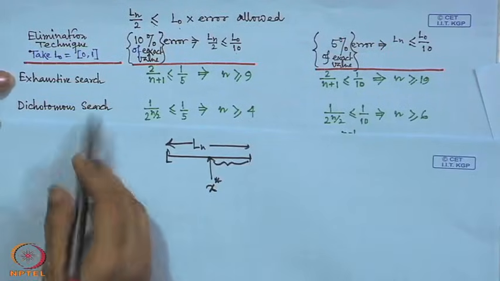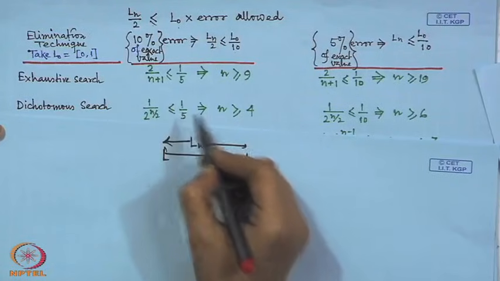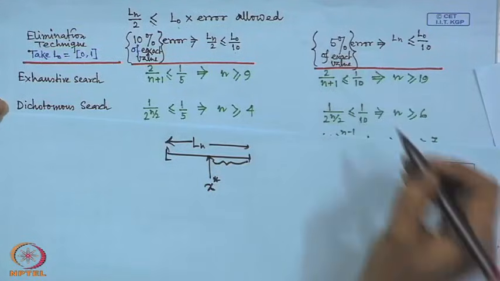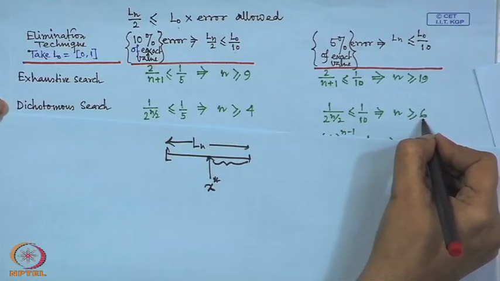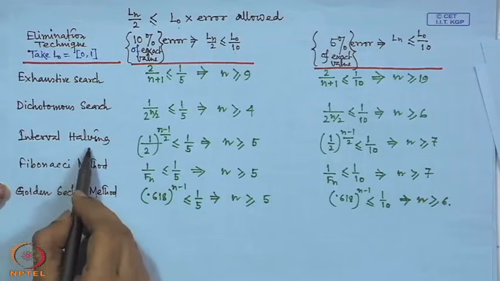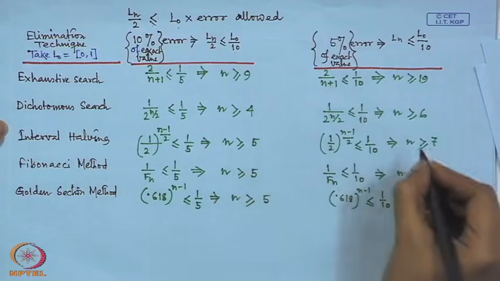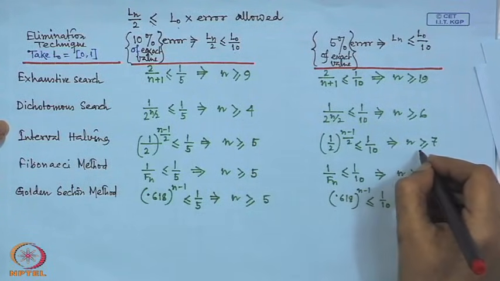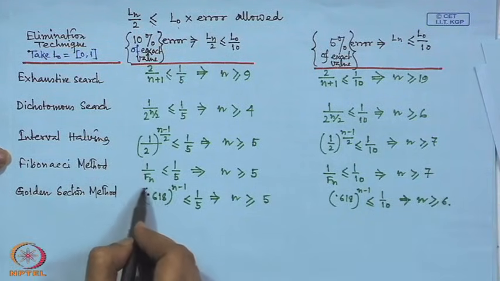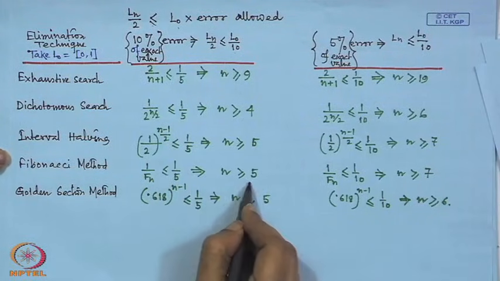This is for dichotomous search, as this is the reduction ratio, 1 by 2 to the power n by 2 must be less than or equal to 1 by 5. We can calculate n must be greater than or equal to 4. If I want 5% of the exact value, then we have to do at least 6 experiments. Similarly for the interval halving technique, n must be greater than or equal to 5, but for 5% accuracy we must do at least 7 experiments. For the Fibonacci method, this is the reduction ratio 1 by Fn, just now I have shown you. From here we can deduce that n must be greater than or equal to 5.